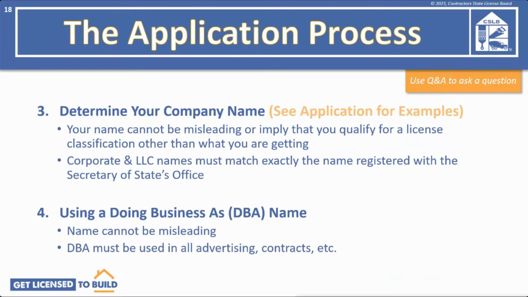The next step is to determine your company name. See the application instructions for examples. Some things to keep in mind: your name cannot be misleading or imply that you qualify for a license classification other than what you were getting. For example, if you're going to apply for a C36 plumbing license, you cannot have a company name of John Smith Plumbing Construction Heating and Drywall. Corporate and LLC names must match exactly the name registered with the California Secretary of State's office. You can also use what is called a DBA, which stands for Doing Business As.